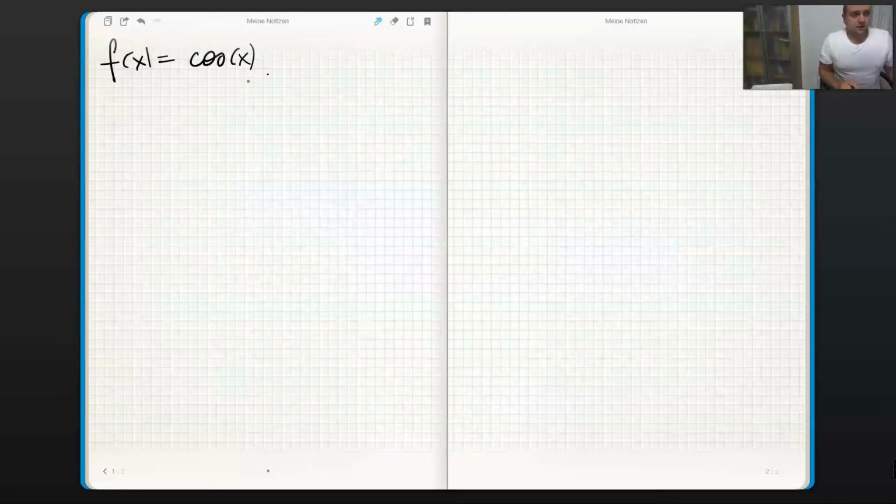So let's go further with trigonometry, which we've done previously. So what about the cosine of x? All right, so if we have f of x equal to cosine of x, what can we say about the curve of the cosine of x?